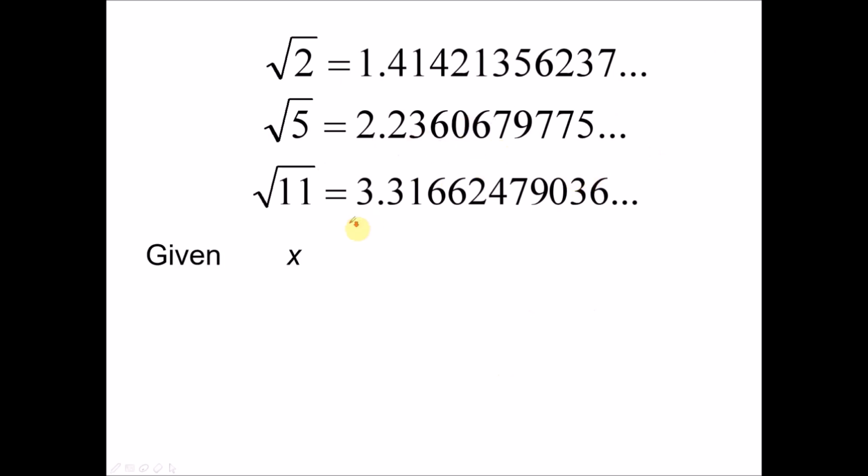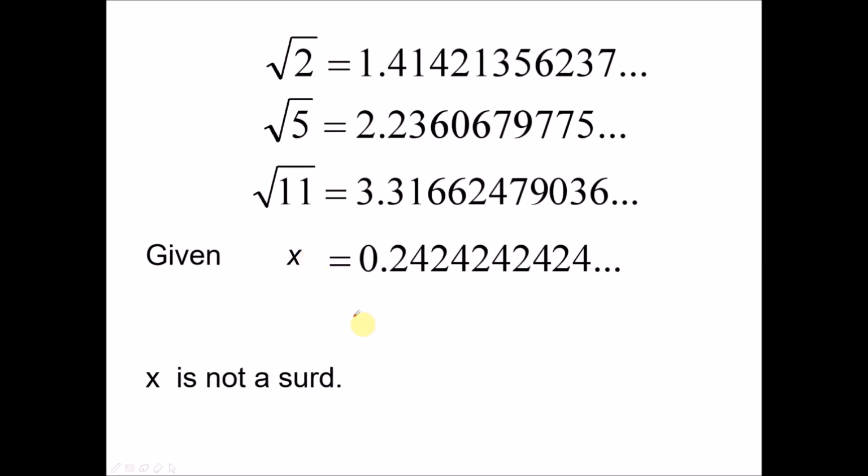And what if now you are given a number x of unknown value, which equals 0.242424, and you can see that this is a recurring decimal. Hence, x is not a surd. So the conclusion here is, if the number has infinite decimal places and it is non-recurring, then it is a surd. If it is recurring, then it is not a surd.